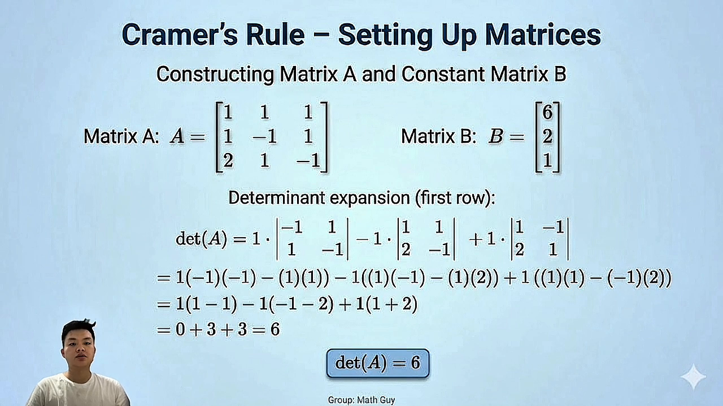The first step in Cramer's rule is to compute the determinant of A. We will do this by expanding along the first row. The full working steps are on the screen. I will walk you through them.